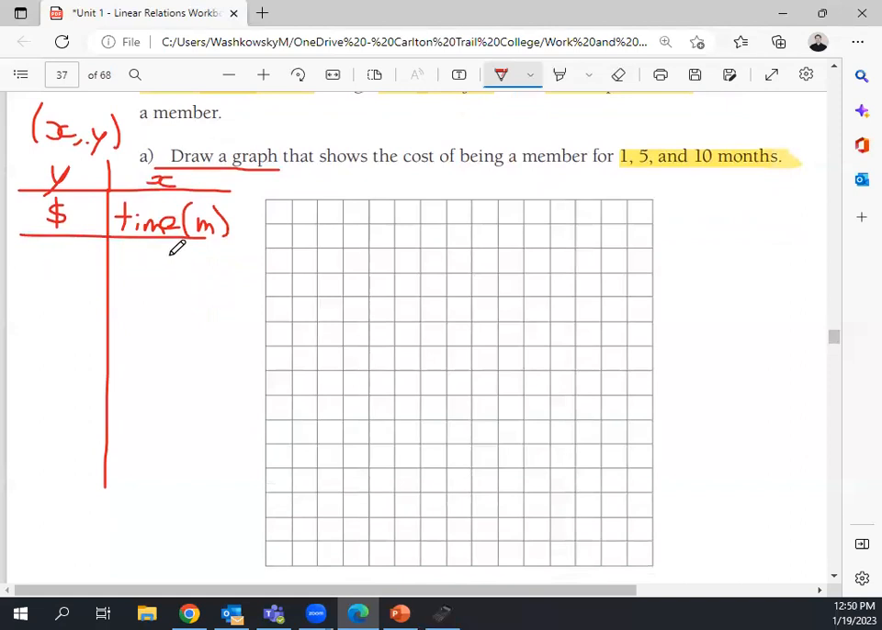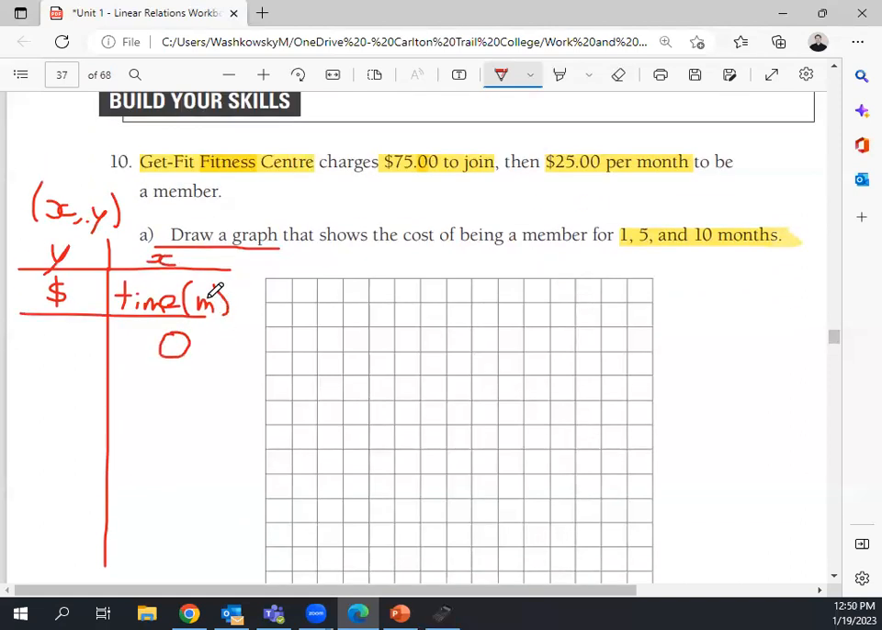But anyways, on the first month, how much does this cost this person? $75. Yeah, because they haven't actually paid for the month yet, but they did have to pay to join. So it cost them $75. And then how much does it cost after the first month? Remember, it's $75 to join, and then it's 25 per month. So it's not 150. Yeah, it's $100, right? Because I added on that $25 to that 75. Then 125 and so on and so forth, right?